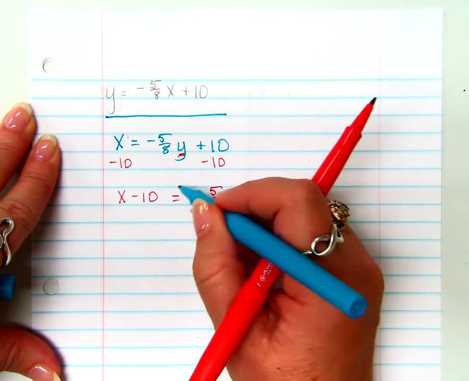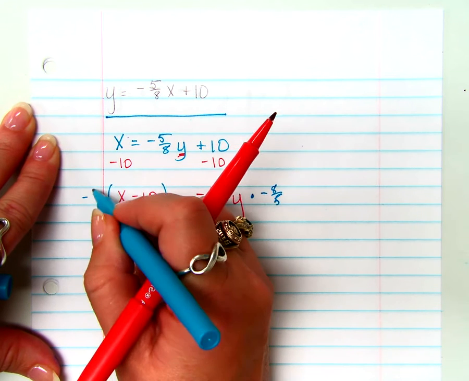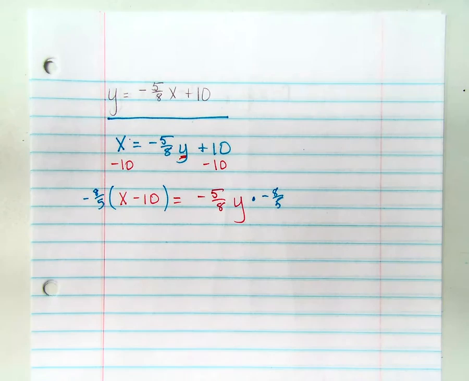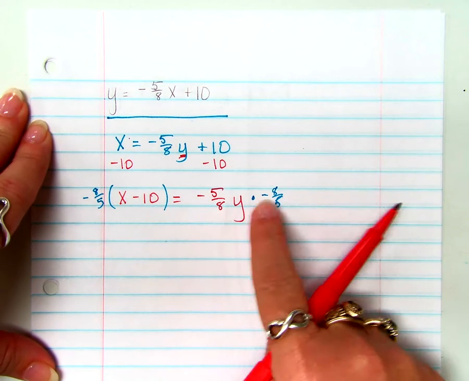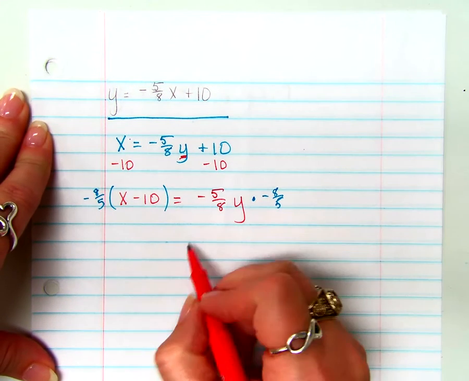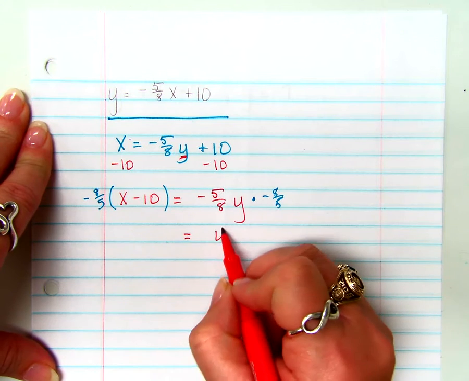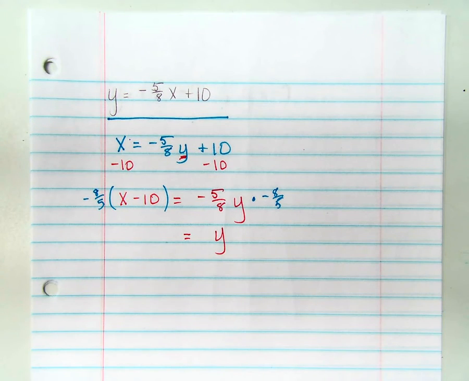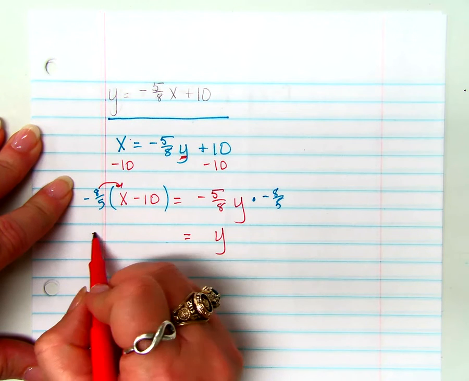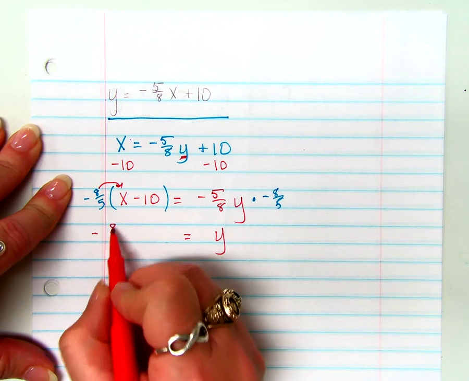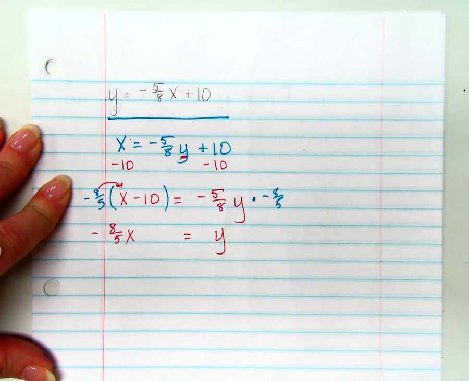And if I multiply that side, the whole side, by negative 8/5, on the right hand side, negative 5/8 times negative 8/5 is 1. That's why I multiply it by the reciprocal, so that I get a 1 there. So I end up with just the y. On the left hand side, I distribute. Negative 8/5 times x is negative 8/5 x.